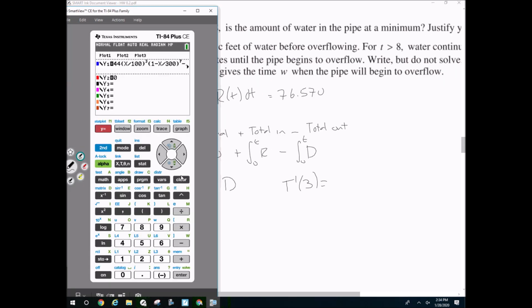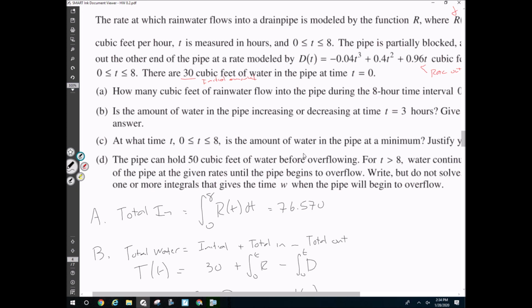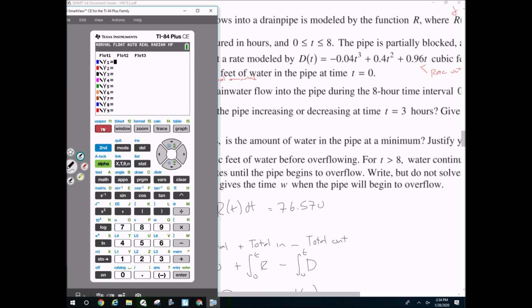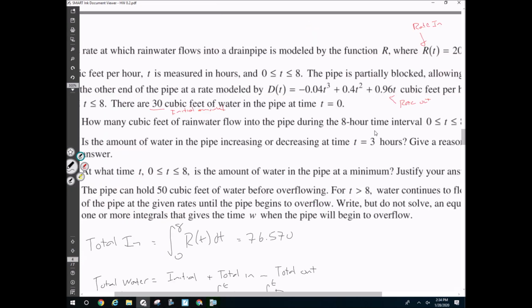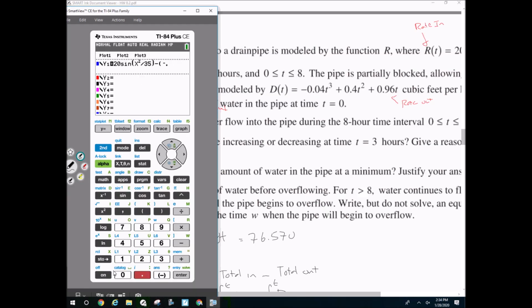So R minus D at 3. I think I'm going to need R minus D in the future to find maximum and minimum, so let's just graph it. 20 sine of t squared over 35 minus, use parentheses when you subtract D, negative 0.04 t cubed plus 0.4 t squared plus 0.96 t. Graph, oh geez, window 0 to 8.